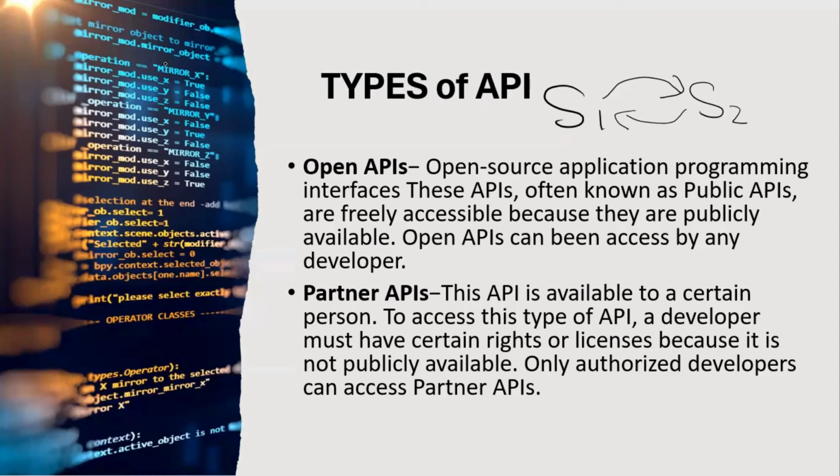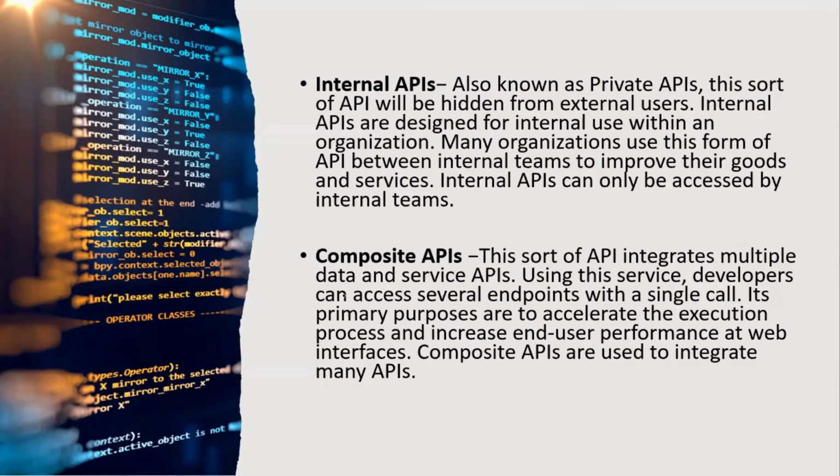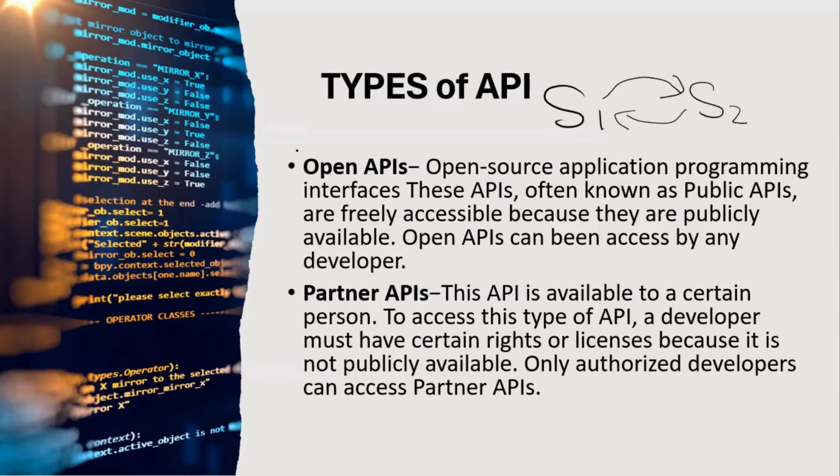Now we'll come to types of API. There are certain four major kinds of API. First is Open API, Partner API, Internal API, and Composite API. So here we'll start with the Open API. So what does Open API do? It is generally used for open software.